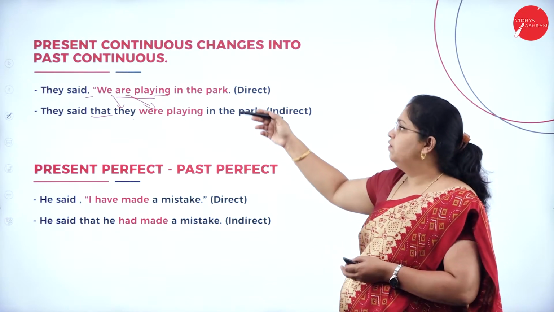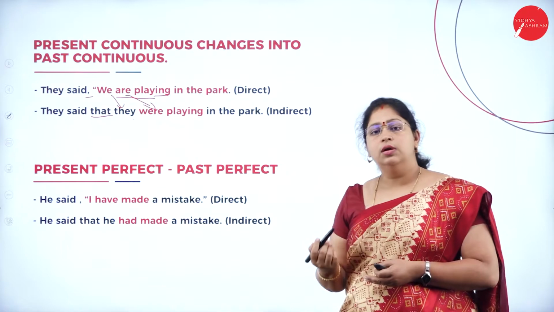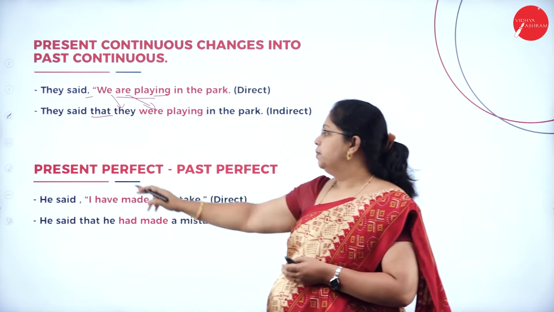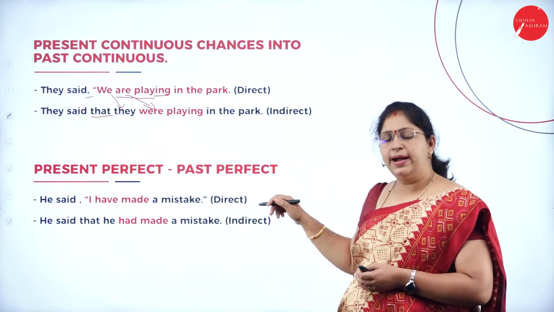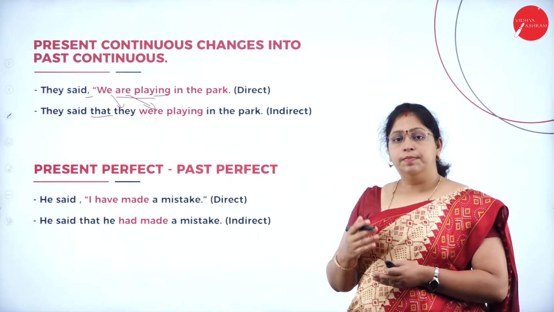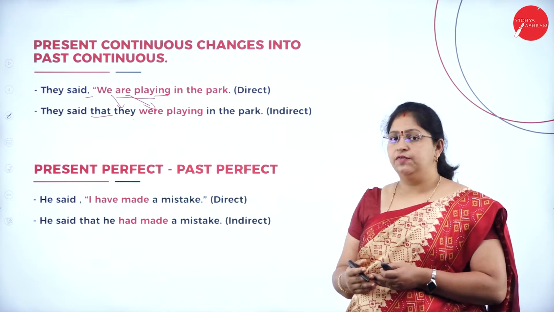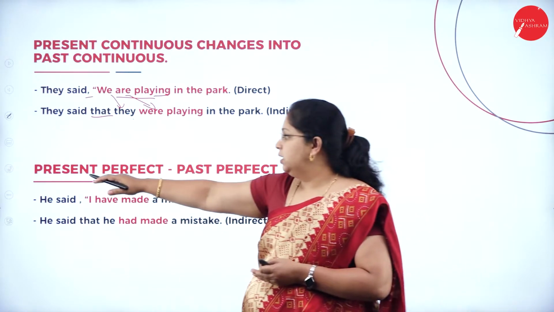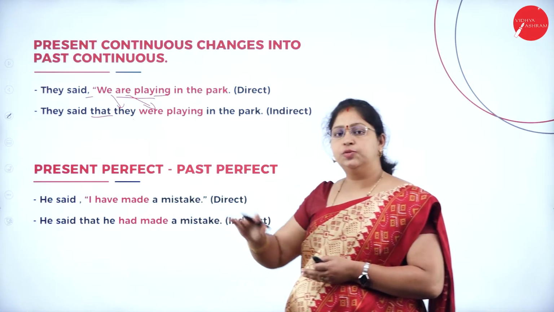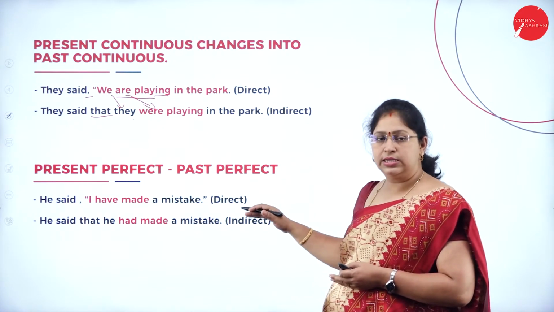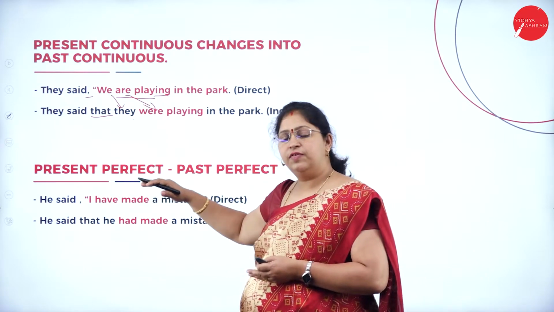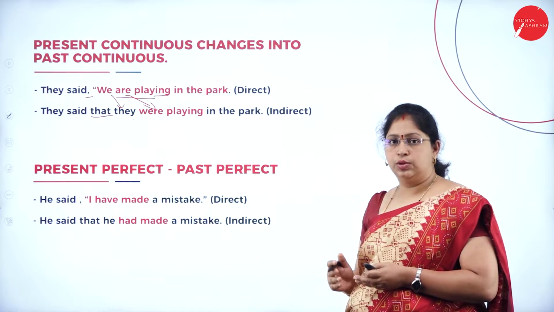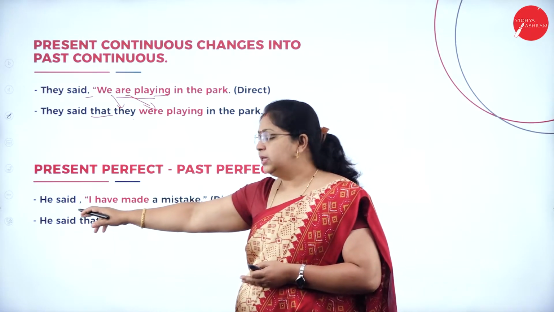Okay. This is the rule for present continuous to past continuous in direct indirect speech. Then present perfect and past perfect. When it is changed from present perfect to past perfect, I told you the corresponding past tense, correct? If here it is present perfect, it has to be changed to past perfect itself. You can't change present perfect to past continuous or past perfect continuous. Okay. So see the example here.